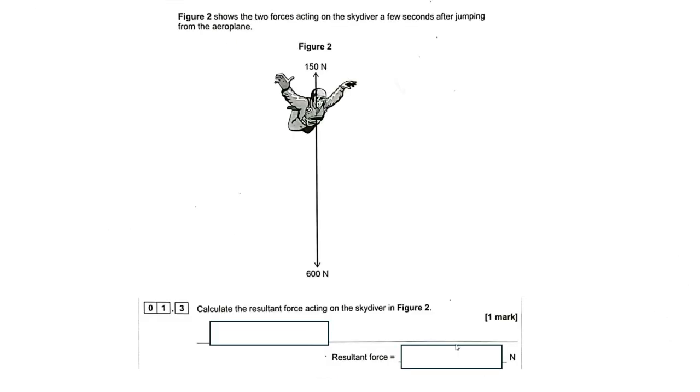Next one, figure 2 shows the two forces acting on the skydiver a few seconds after jumping from the airplane. So you can see an arrow going down, which is the weight, and an arrow going up, which is the air resistance. Calculate the resultant force acting on the skydiver. Because they're going in opposite directions, we're going to have to do 600 minus 150 to find the resultant force, which is 450 Newtons. Okay, make sure you show your work just in case.